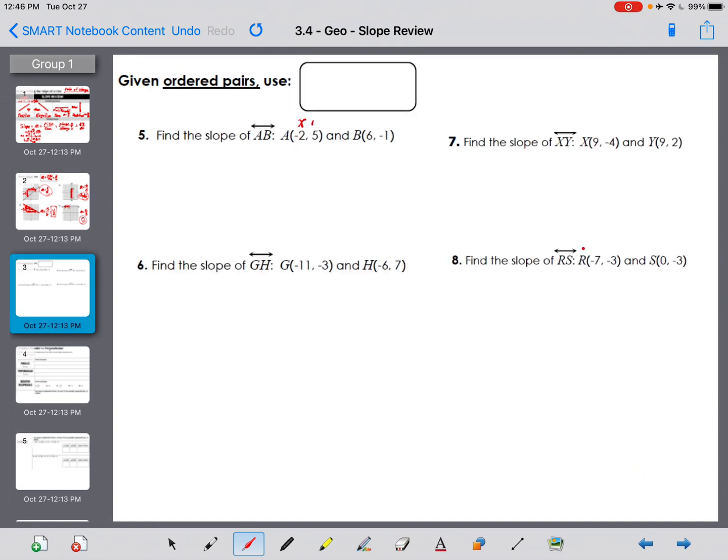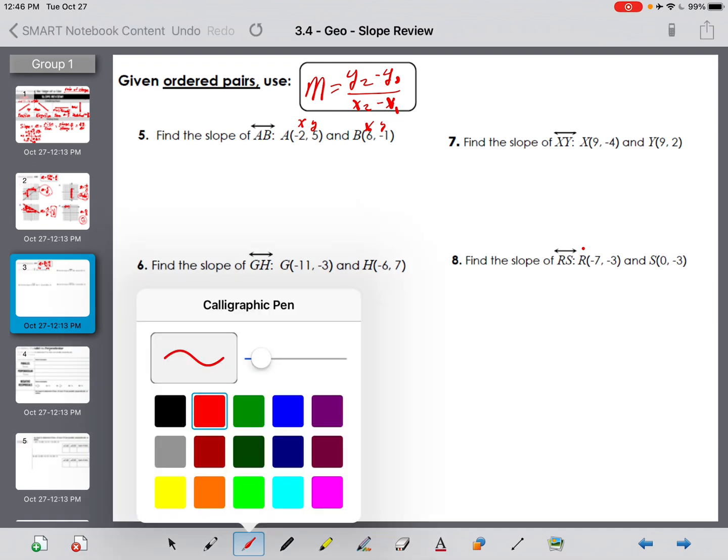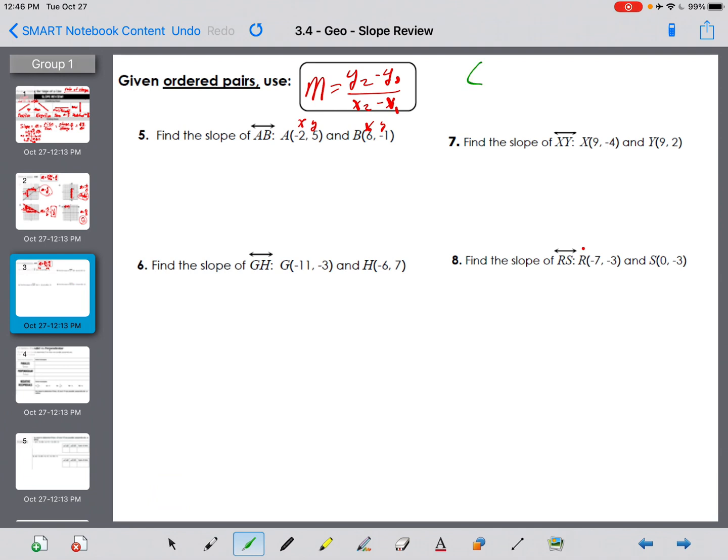Now, if you're given an ordered pair, remember that ordered pairs are always x, y, x, y, okay? This is one you'll remember, m equals y2 minus y1 over x2 minus x1. People get really confused on which ones go where and all of that kind of stuff. So I'm going to show you a color-coded example.